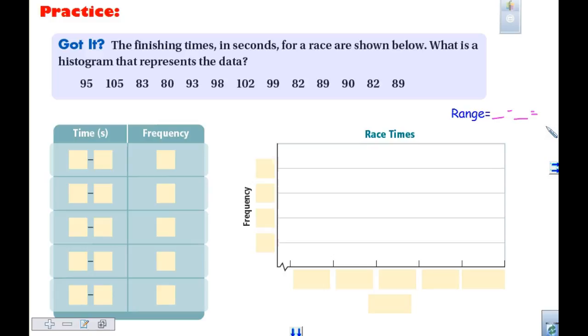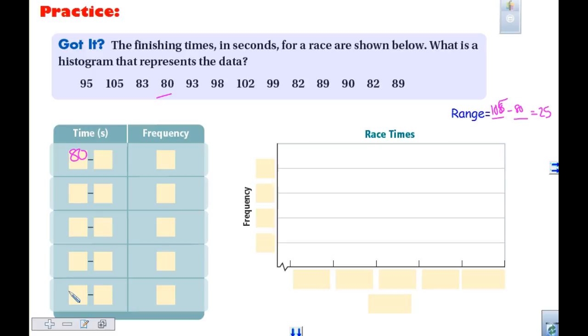So the largest number, if I was looking, Owen, was what? 105. 105, and our smallest one was 80. 105 minus 80, so I have a range of 25, okay? And my lowest number is 80. So I definitely need 80. And I notice that I'm going 1, 2, 3, 4, 5 different, as I'm looking at that, 5 different intervals that we are looking at. And we have to include 105.